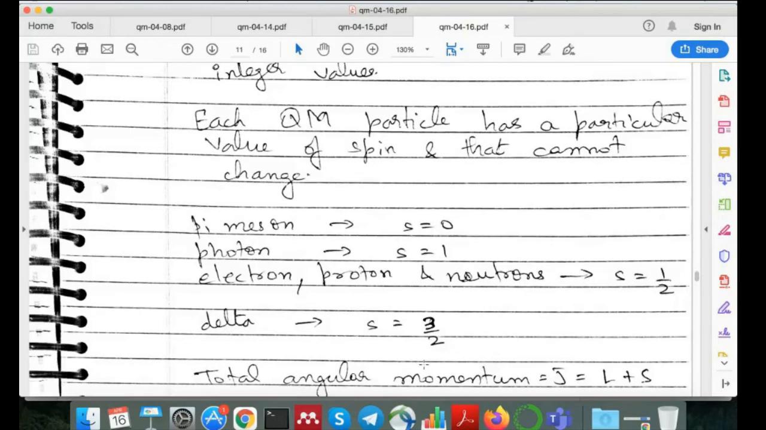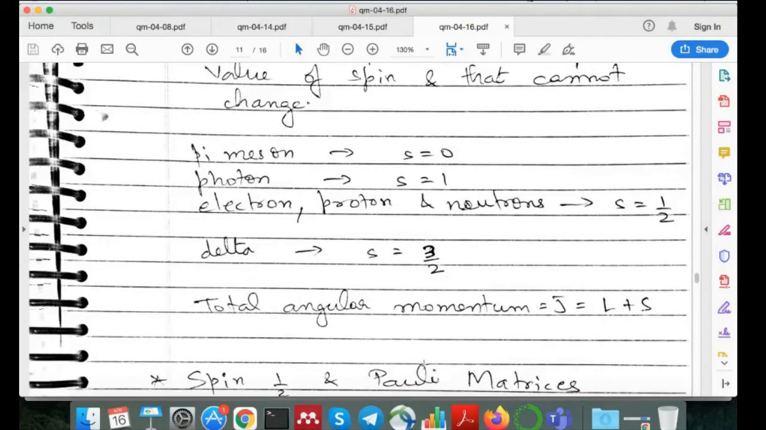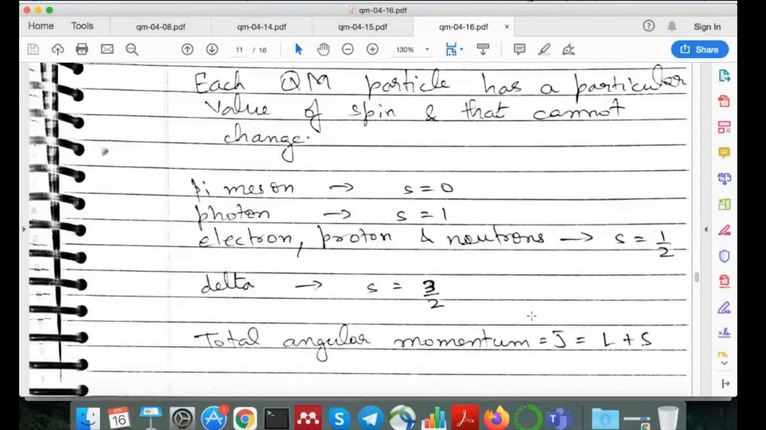All right. And the total angular momentum J is equal to L plus S. When you want to look at the total angular momentum, then you basically add the orbital angular momentum with the spin angular momentum, and that gives you your total angular momentum. All right. Is this clear? Any questions up to this point?